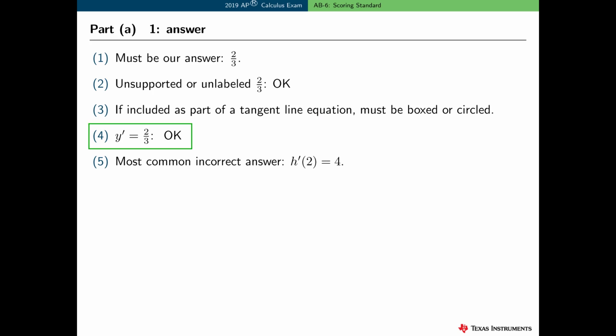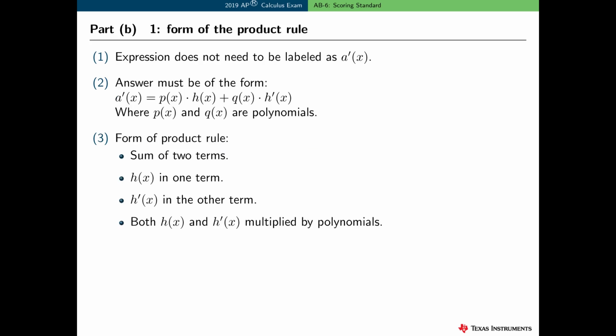If the student wrote y prime is equal to 2/3, that was okay, and it earned the point. And the most common student error here was to identify the y-intercept of the tangent line equation as the derivative. So some students incorrectly wrote h prime of 2 is equal to 4. Part B was worth 3 points.